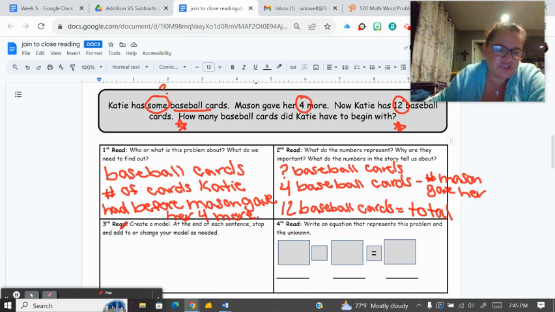All right, now I want you to go to your third read. Create a model. At the end of each sentence, stop and add to or change your model as needed. Go ahead, work together, and develop a model. Pause the video.